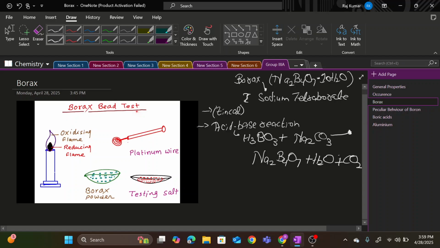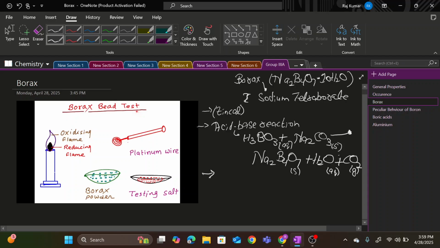Now one thing to be considered here is that orthoboric acid is concentrated and it is in solid form. Sodium carbonate is in solid form and orthoboric acid is concentrated. And let me write their states as well. Of course, water is liquid. All right, so here we go, aqueous, and here it is, gas.